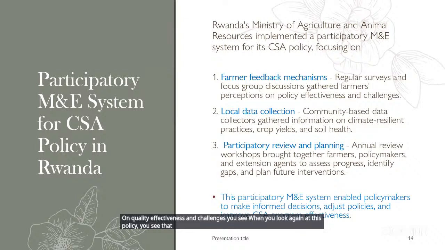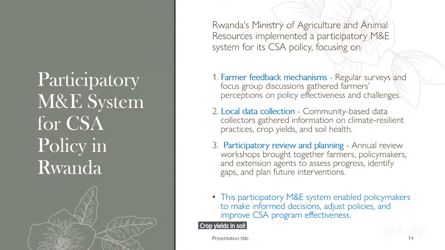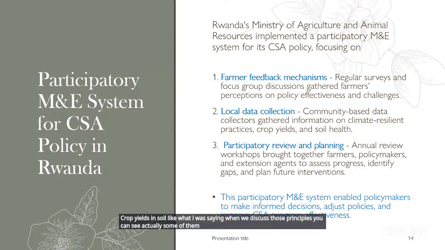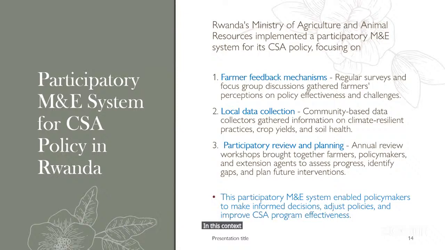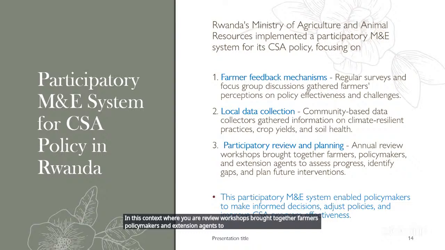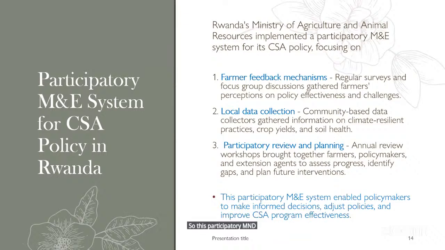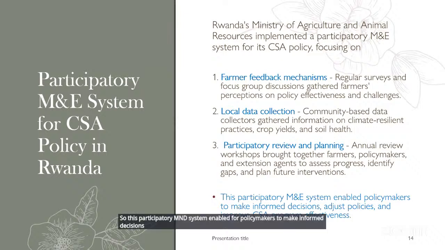You see, when you look again at this policy, they had what we call the local data collection, where community-based data collectors gathered information on resilient practices, crop yields, and soil health. Like what I was saying, when we discuss those principles, you can see some of them coming in real life situations. You also have participatory review and planning in this context, where annual review workshops brought together farmers, policymakers, and extension agents to assess progress, identify gaps, and plan future interventions. So this participatory M&E system enabled policymakers to make informed decisions, adjust policies, and improve CSA program effectiveness.